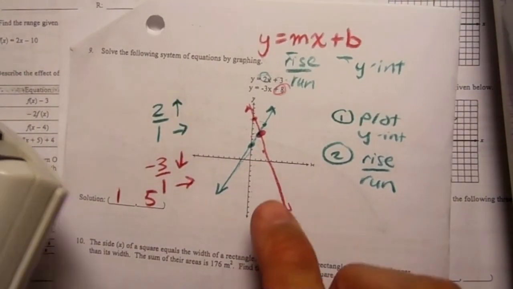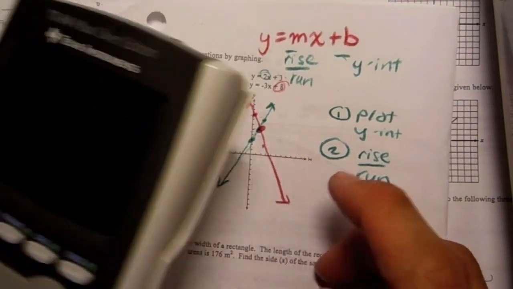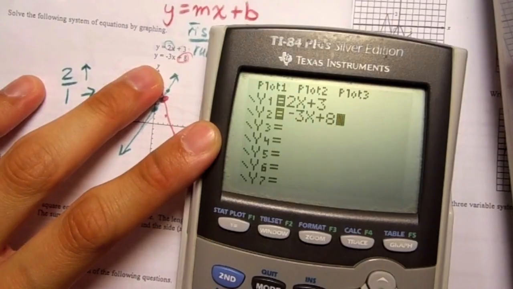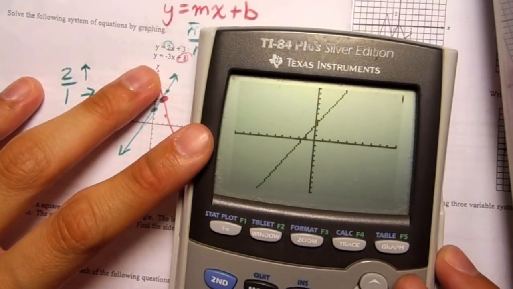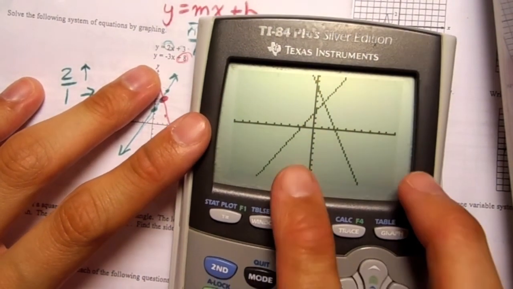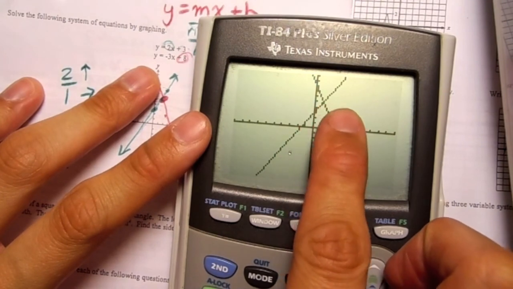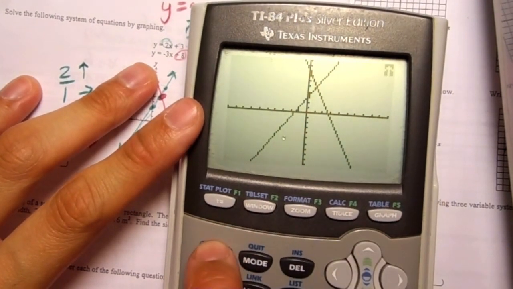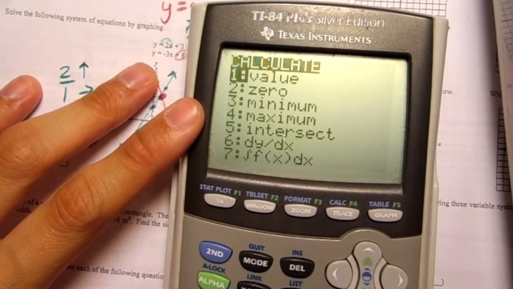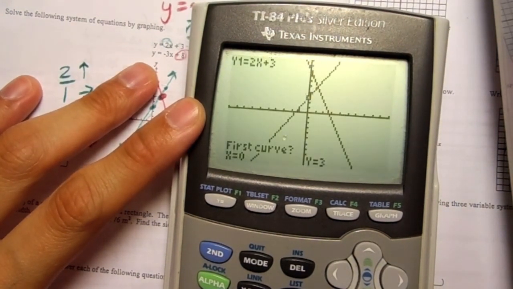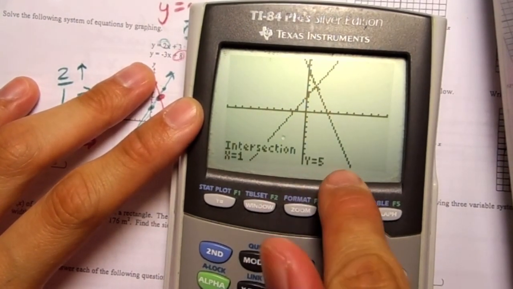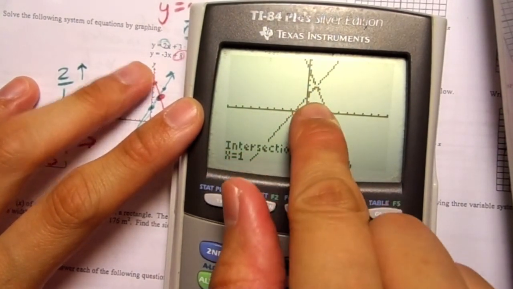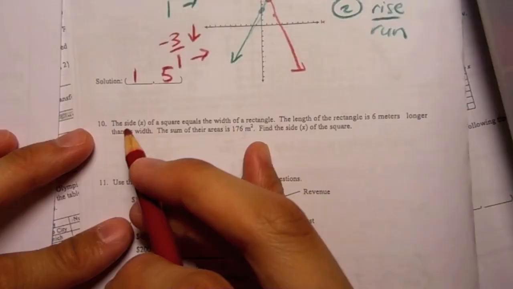In the case where you don't have to graph it by hand, just use your graphing calculator. Go to your graph. It graphs it for you. And you can tell it to find the intersection between those 2 graphs just by going to second trace, that's the calculate function, and we want to go to the 5th option, which is intersect. And all you have to do is press enter 3 times. And that gives you the intersection at 1, 5, which is right there what we just found.